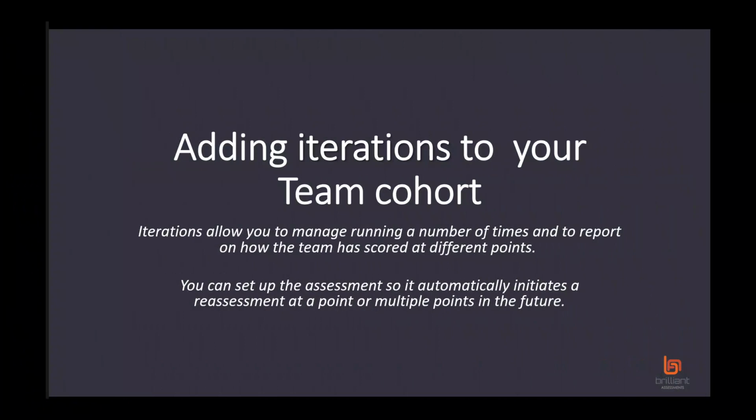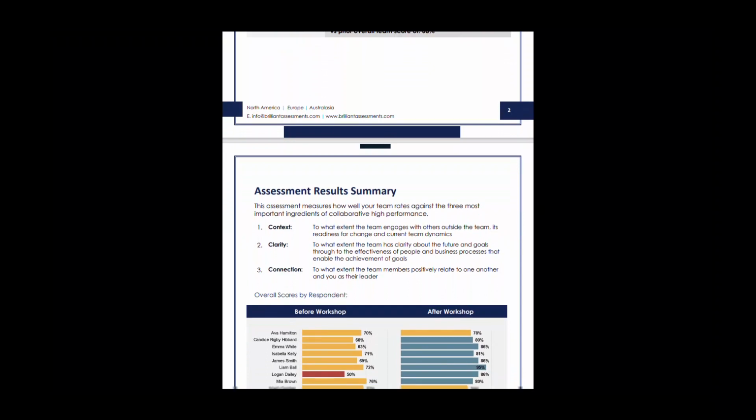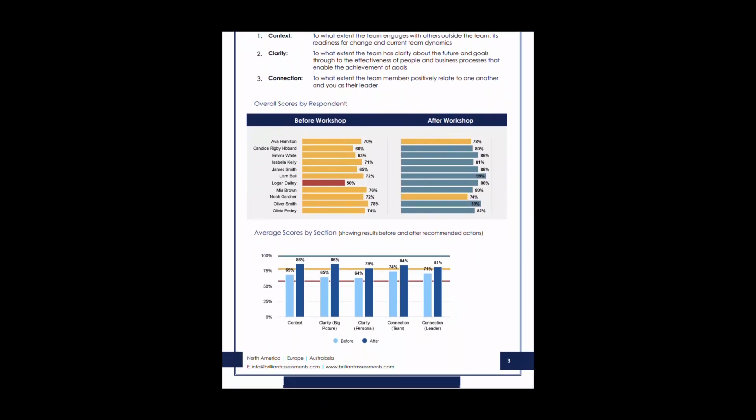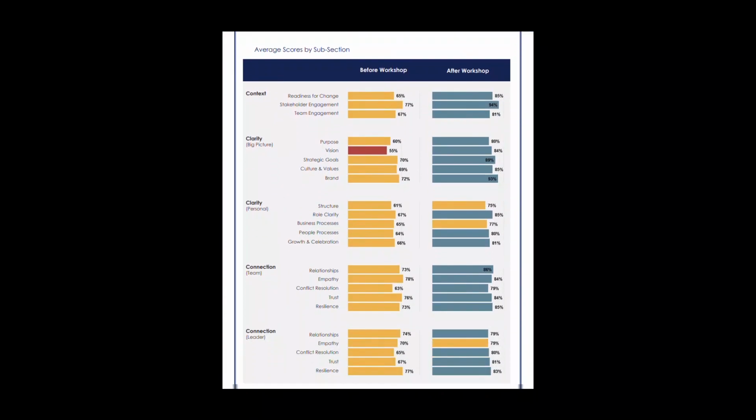You can take group reporting to a whole new level by adding iterations to this group cohort. Iterations allow you to manage running the assessment a number of times and to report on how the team has scored at different points. With iterations, your report pictures their results over time. And the great thing is, the whole process can be automated. If you'd like to add iterations to your cohort initiation, follow these steps.